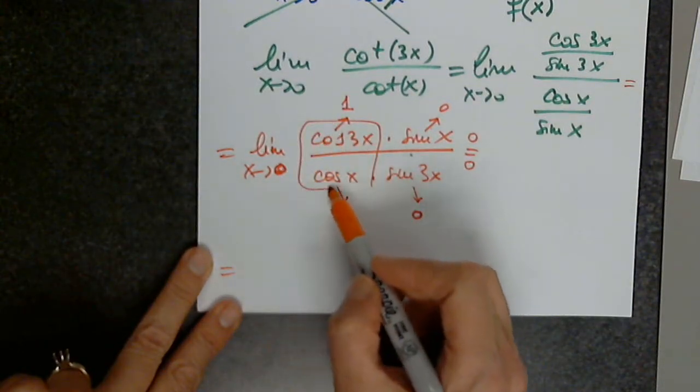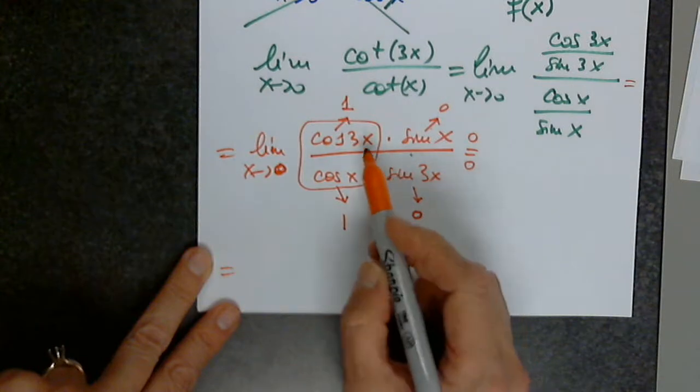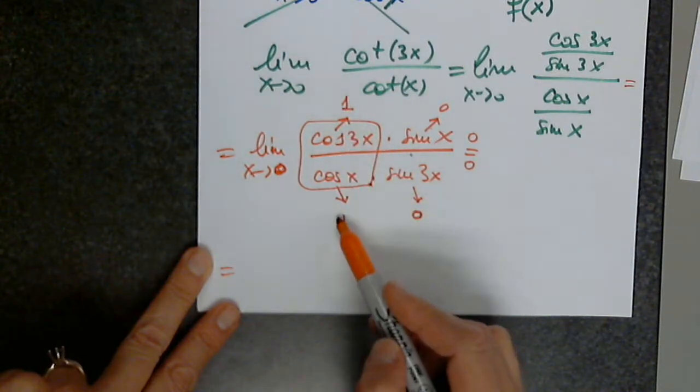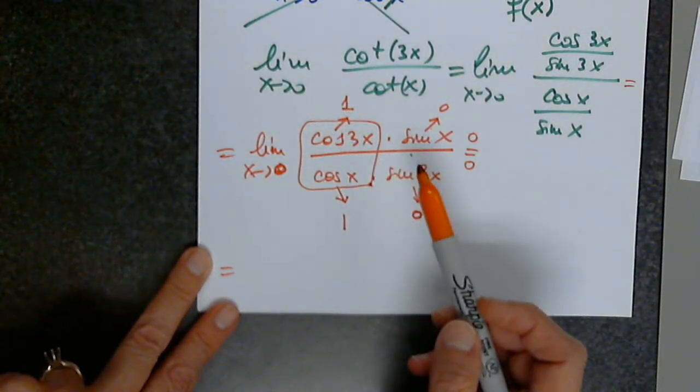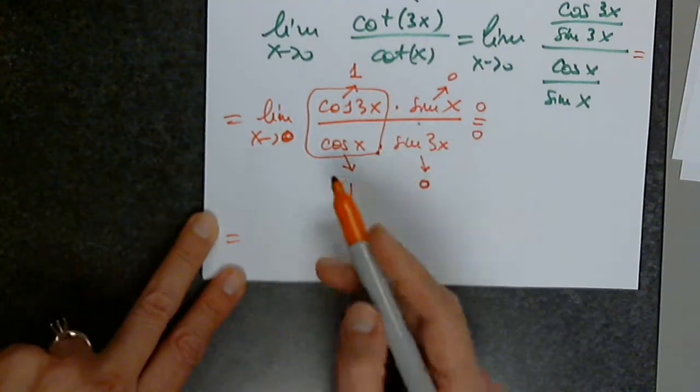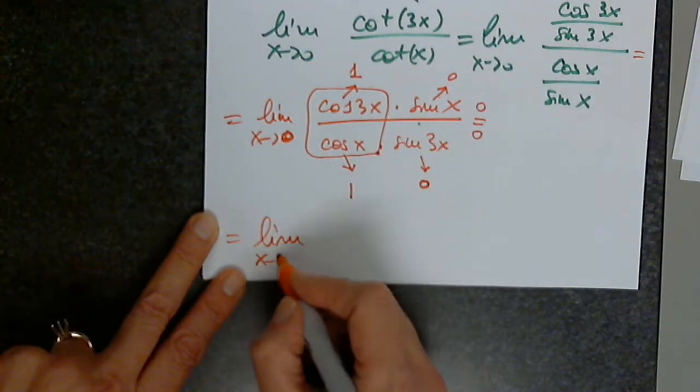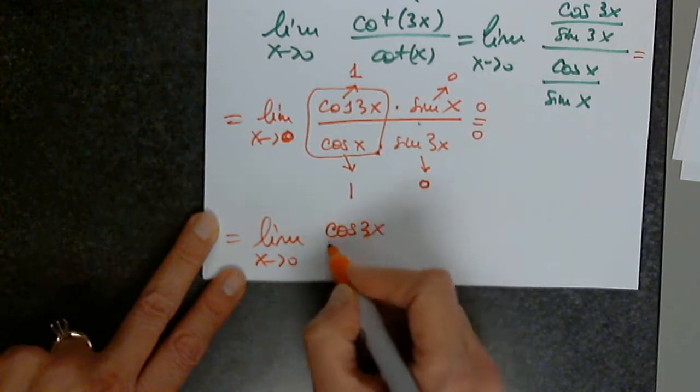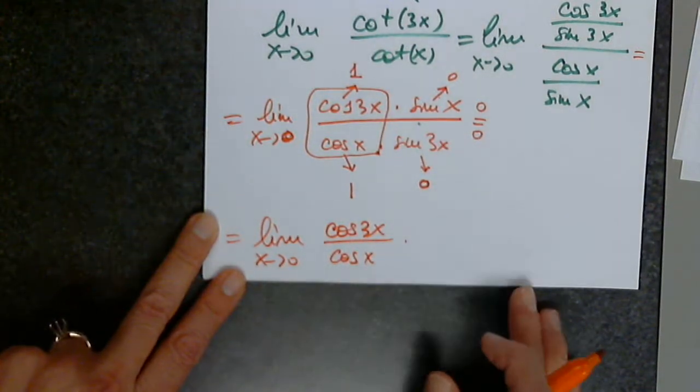Let's leave these terms as they are, these factors as they are, because they approach 1 and they are not in the way of anything. So I'm going to keep them as you see them here. So cosine 3, you cannot simplify anything, just keep them as they are.